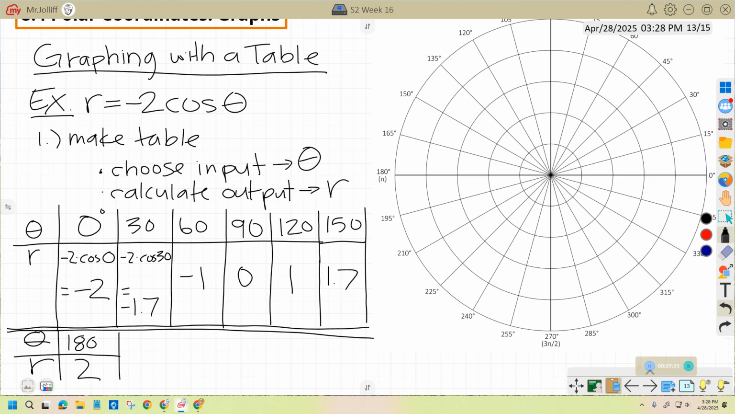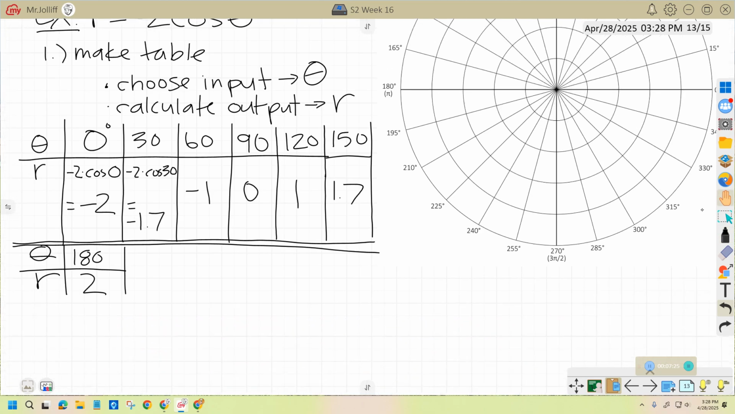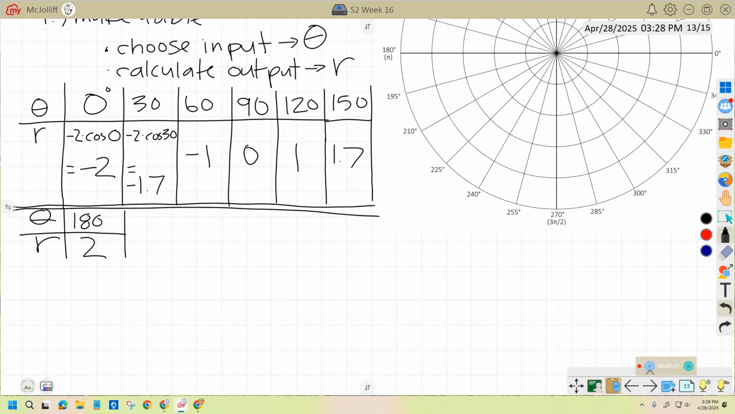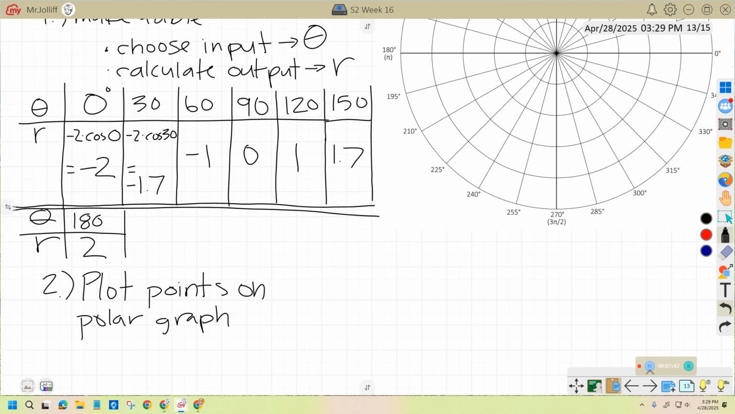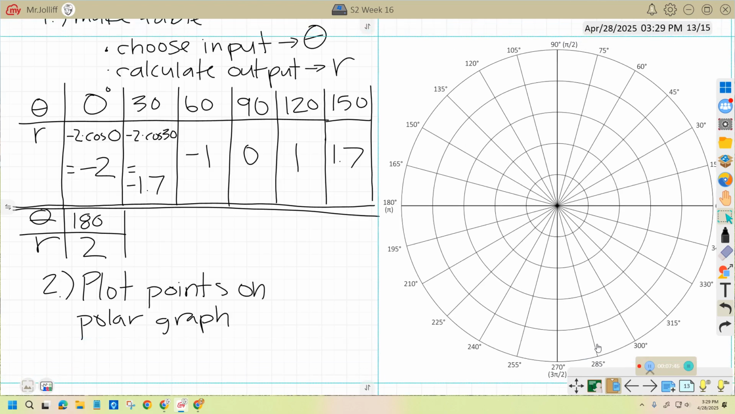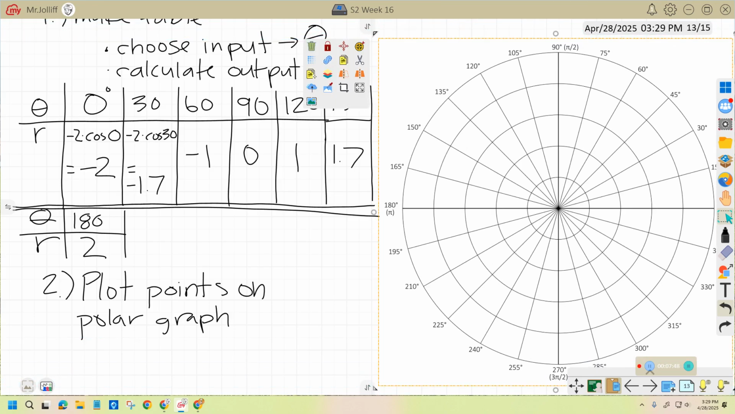Step 1, make the table. Any guesses what step 2 is going to be? Same as it was before. We're going to plot those points. This time you need to plot it on a polar graph, not an xy graph. You'll notice the graph I have up here is a polar graph. We saw this last week.